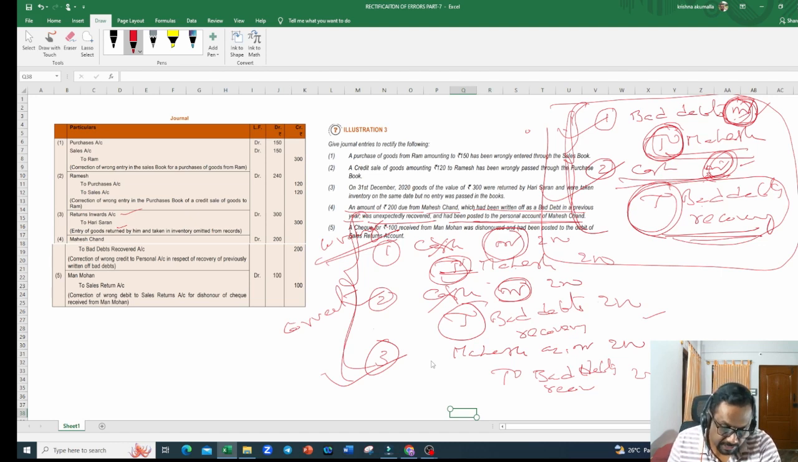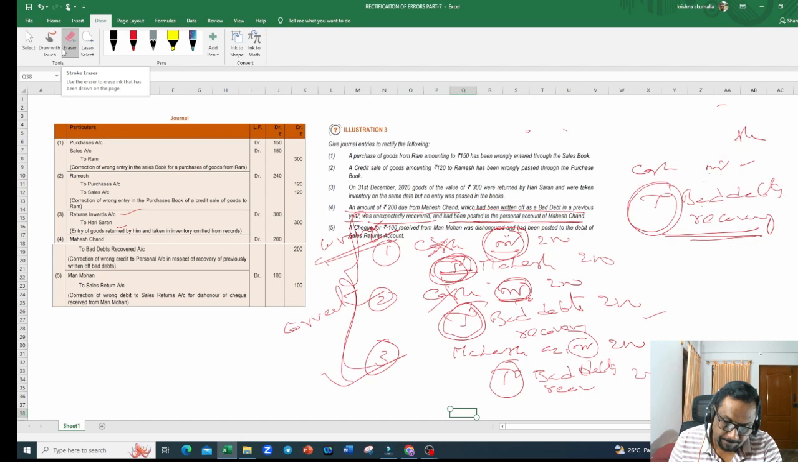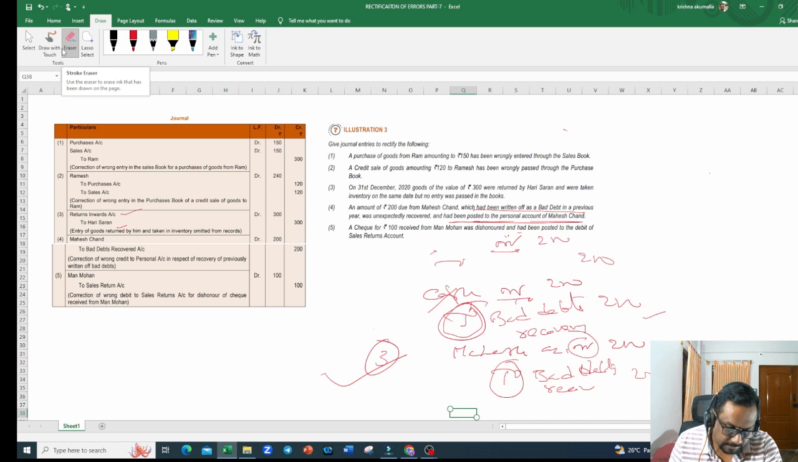Then what should be the rectification entry? There is no issue in cash. Cash here in the wrong entry is debit, correct entry also debit. So there is no issue in debit. So let us ignore that cash. Now, which account they wrongly credited? Mahesh account. That has to be corrected. How do we correct the wrong credit? By debiting. So Mahesh account is debited. Clear? Then which account is supposed to be credited? Bad debts recovery account. So let us create bad debts recovery account. So Mahesh account debit to bad debts recovery account is the correct entry. Are you clear on this point? Right. Let me erase this. Then we will move on to the next one.